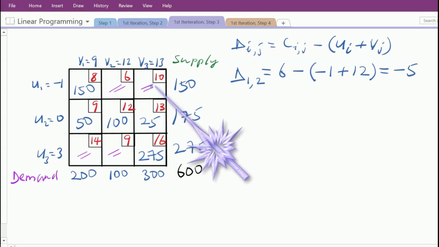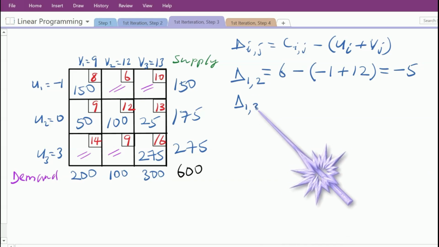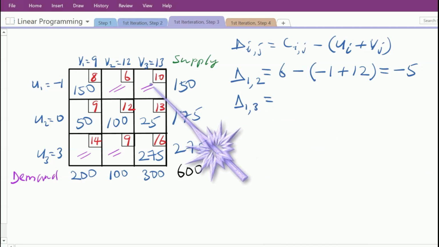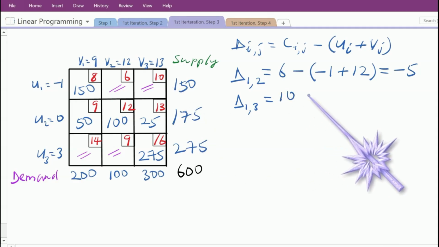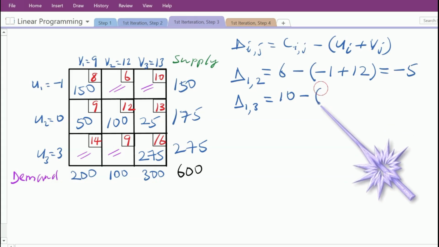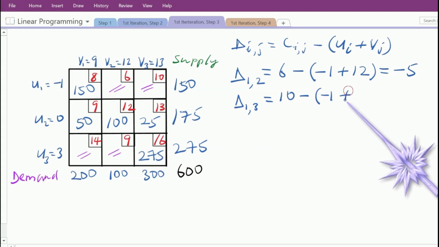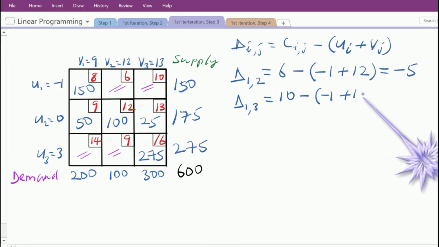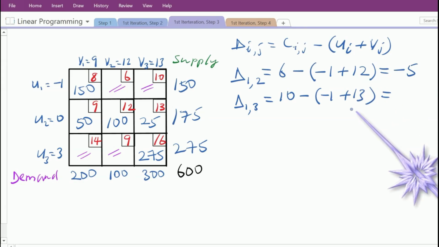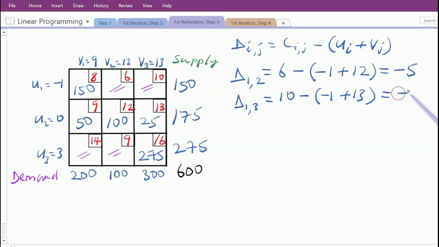The next one is this, delta 1,3, that is row 1, column 3, is equal to the Cij there, 10, minus bracket open U1, which is minus 1, plus V3, and V3 is 13. That will give us 12. 10 minus 12 is minus 2.